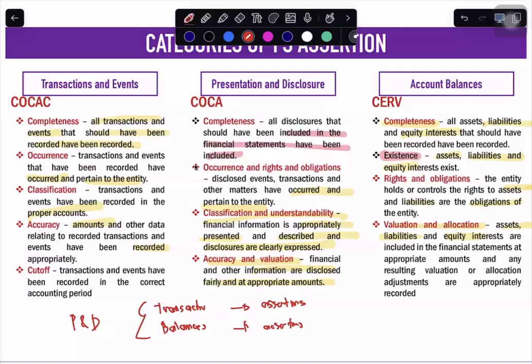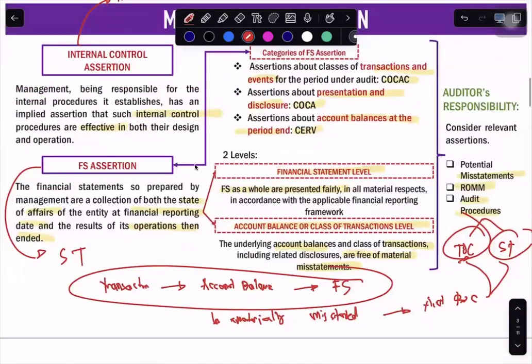What can you determine, how will you determine the assertion here, whether P&D or account balances? If it's purely already the ending balances of the asset, liability, and equity, the assertion pertains to account balances. If it is purely the event per se, the assertion is about transactions and events. As earlier stated, based on the assertion, we consider the relevant assertion based on what we will test.